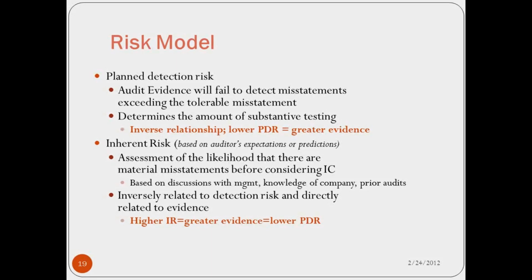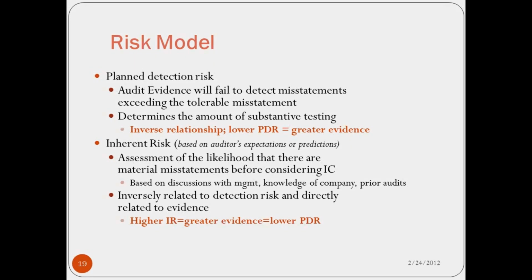Then it determines the amount of substantive testing. So clearly, there would be an inverse relationship, right? The lower your planned detection risk, so you want to keep that risk low, the greater the amount of evidence you're going to collect. Because you want to ensure that you collect enough evidence to keep the risk low that you won't detect a material misstatement.